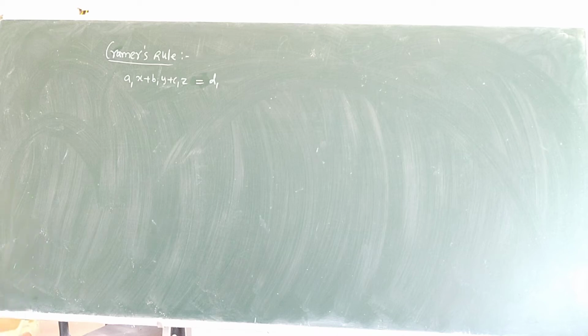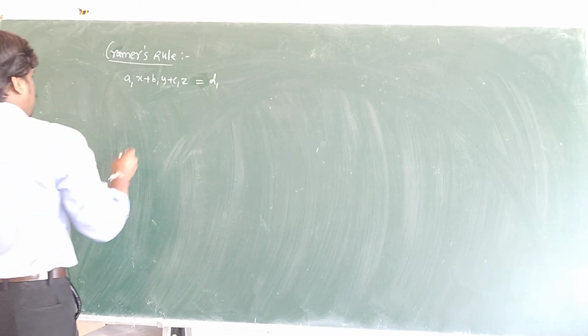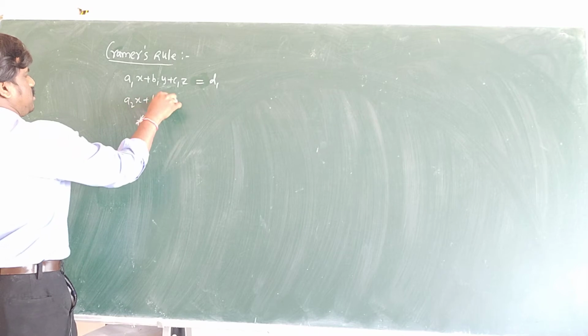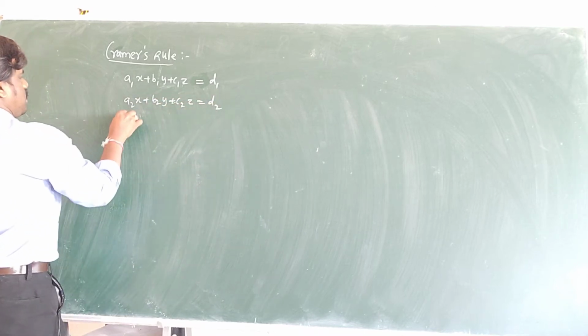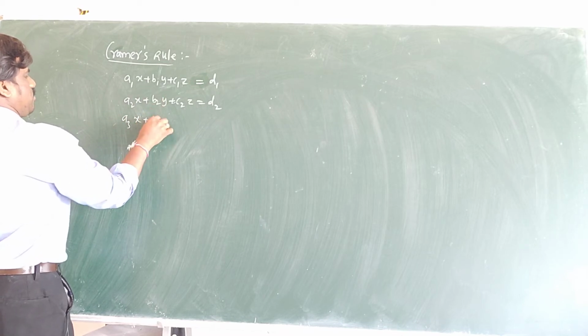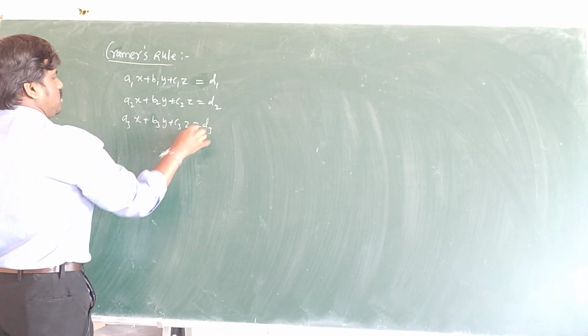The Cramer's rule today. Now here, a1x plus b1y plus c1z is equal to d1, one equation. a2x plus b2y plus c2z is equal to d2, second equation. a3x plus b3y plus c3z is equal to d3 is the third equation.